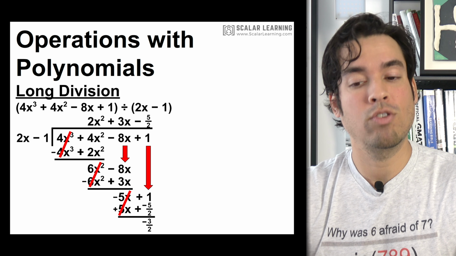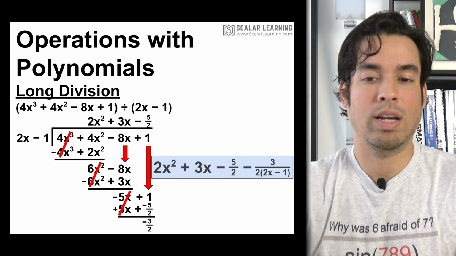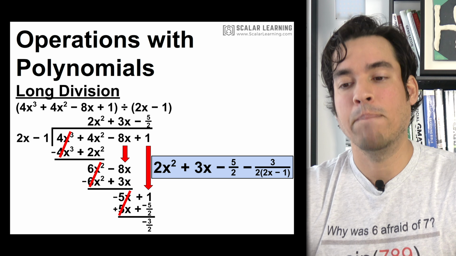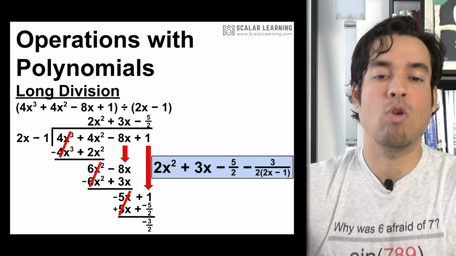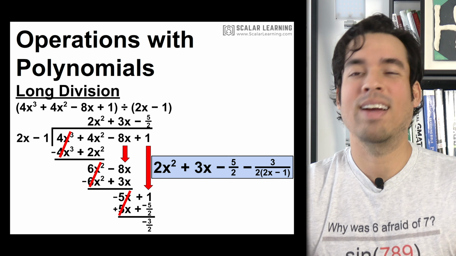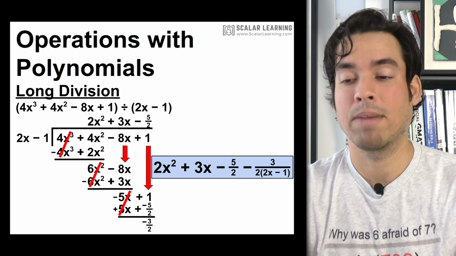So again, I have a remainder of negative 3 over 2. And the final polynomial looks like what I got on the top, 2x squared plus 3x minus 5 halves, and then minus 3 over 2 over that original divisor. But again, it's a fraction. You're dividing, so that it becomes 3 over 2 times 2x minus 1.